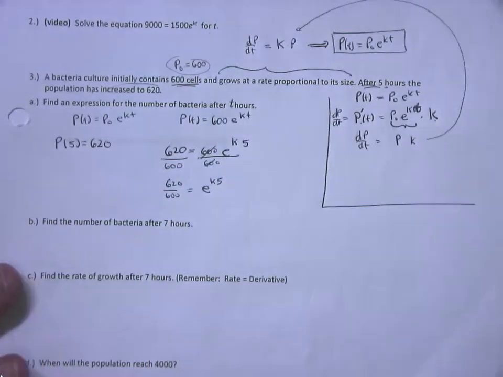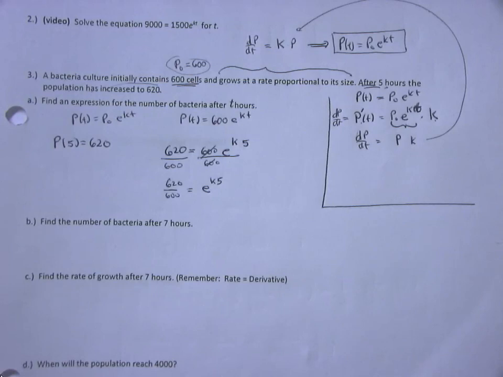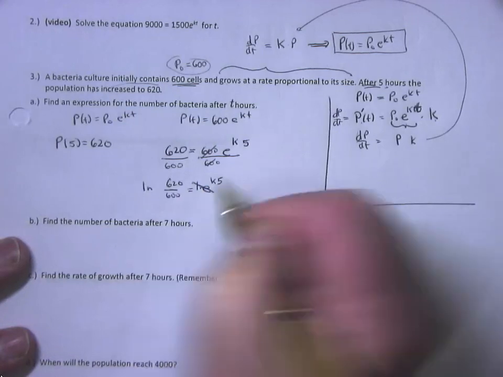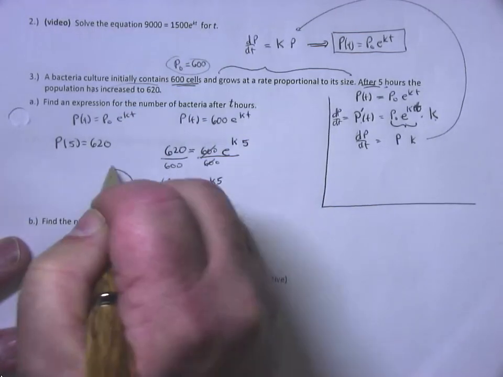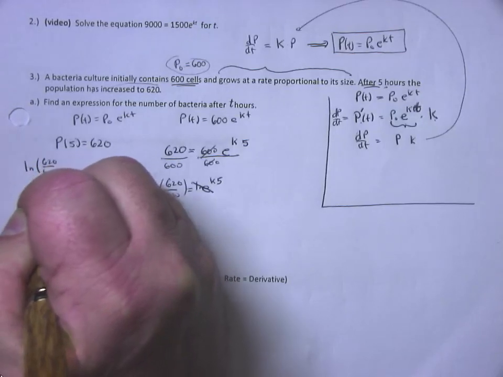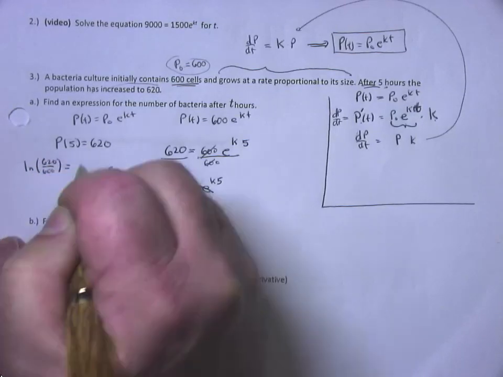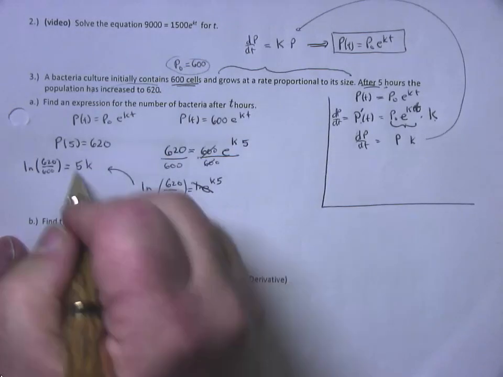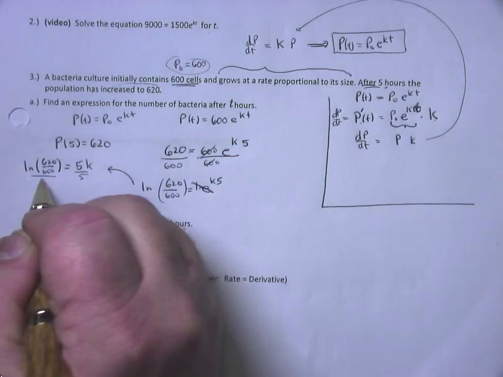k times 5. Now what kills off e's so I can solve for that exponent? Take natural log of both sides. The natural log and e's cancel. This is going to leave me with the natural log of 620 over 600 is equal to 5k. Now what do you got to do to solve for k? Divide by 5 and go grab your calculator.